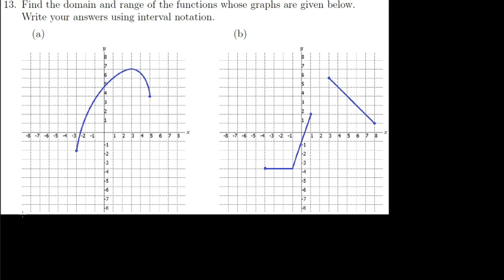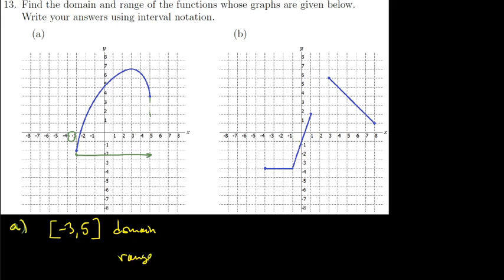So for part A here, what are the x values? Well, there's nothing to the left of negative 3, so we're starting at negative 3, and we're ending at, it looks like 5. So we're just going from negative 3 to positive 5. And we're including the negative 3 and the positive 5, so we'll use brackets. So this is the domain for part A.